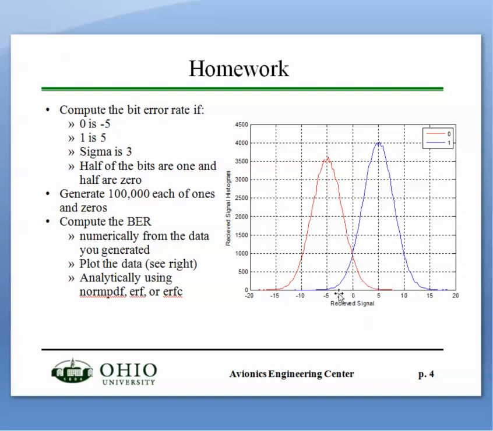And then do the same thing for the blues. So for the blues, you take the total number of blues, you divide that into the number of blues that are less than 0. That'll give you the probability that a 1 was sent but a 0 was received. And you take those two and you average them, and that will give you the bit error rate. So, like I say, you can do that numerically from the data that you've generated, and you can plot the data, as you see over here.